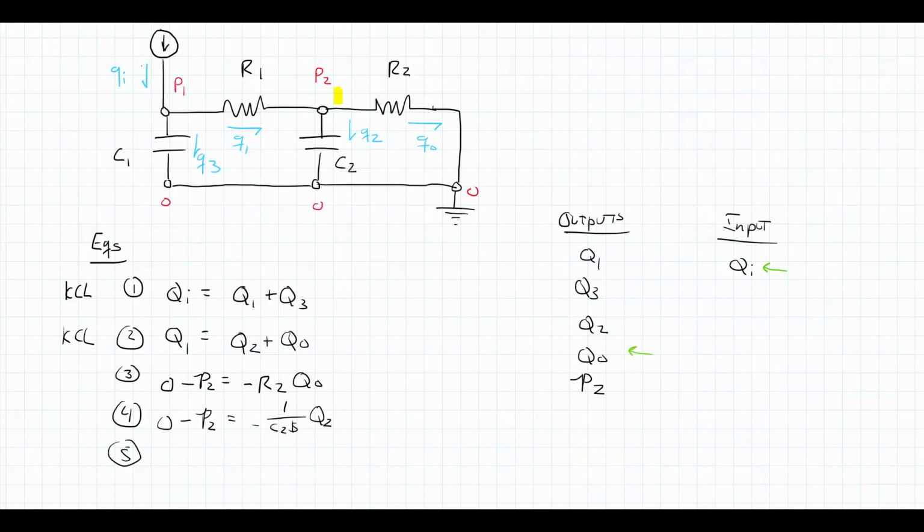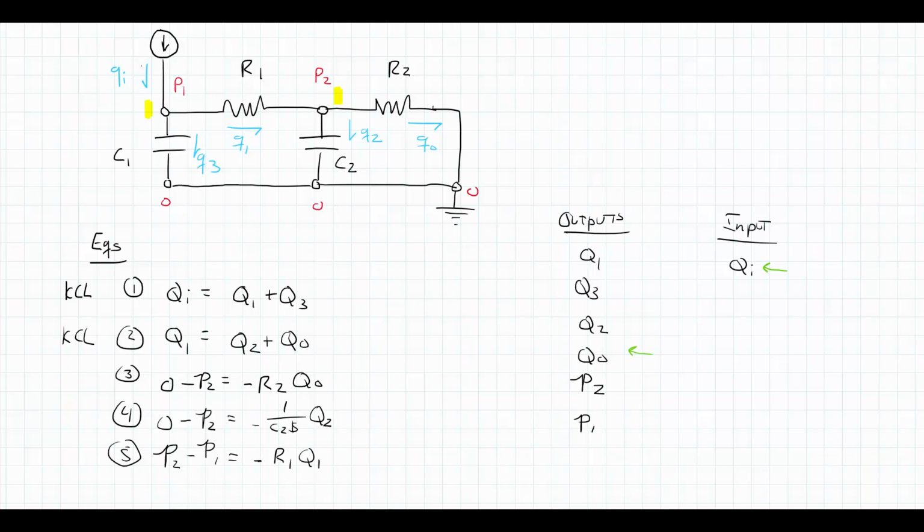Let's look at P1 to P2. Between those two nodes, again, I'll go with the direction of Q1, so my end point is P2, my start point is P1, which unfortunately has added a 6th output, and I'm going across a resistor R1, so a voltage drop of negative R1 Q1.